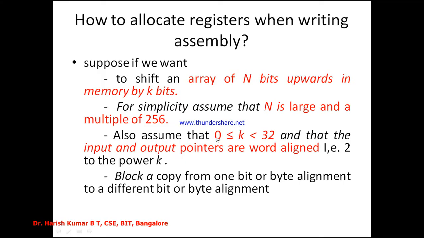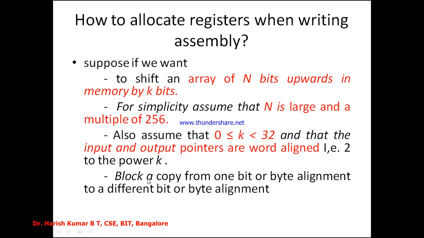It can take the value 0 to 31, sorry, not 32, because we have less than 32, so 0 to 31. That means you can shift upward in the memory by 0 bits to 31 bits, so that the input and output pointers are word aligned. You know, a word is 4 bytes. So the input pointer and the output pointer are word aligned. That means the memory addresses are in multiples of 4.